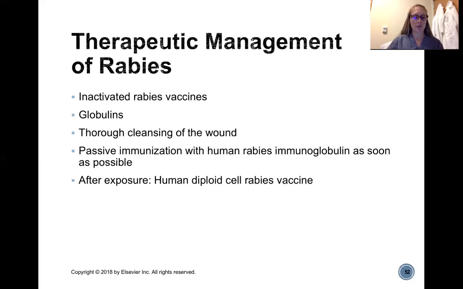We're going to give the rabies vaccine. We're going to give it on the day that it occurs. So at day 0, day 3, day 7, and day 14. We're going to use immunoglobulins at the wound site to hopefully prevent the systemic circulation of the rabies. We're going to clean the wound really well, and we're going to utilize the immunoglobulin as soon as possible.